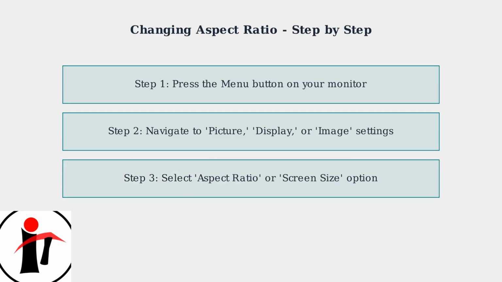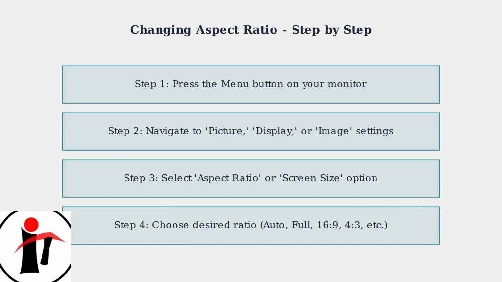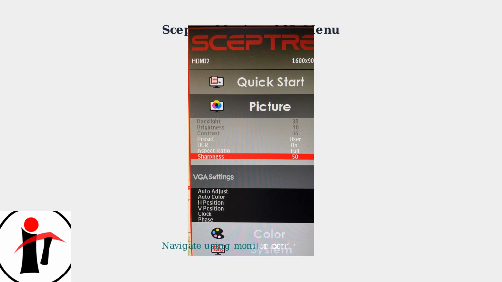Look for the aspect ratio or screen size option within the display settings. This is where you'll find all the available aspect ratio options for your monitor. Choose your desired aspect ratio from the available options. Common choices include Auto for automatic detection, Full for maximum screen usage, or specific ratios like 16 by 9 or 4 by 3. Here's what the actual Sceptre monitor menu looks like.